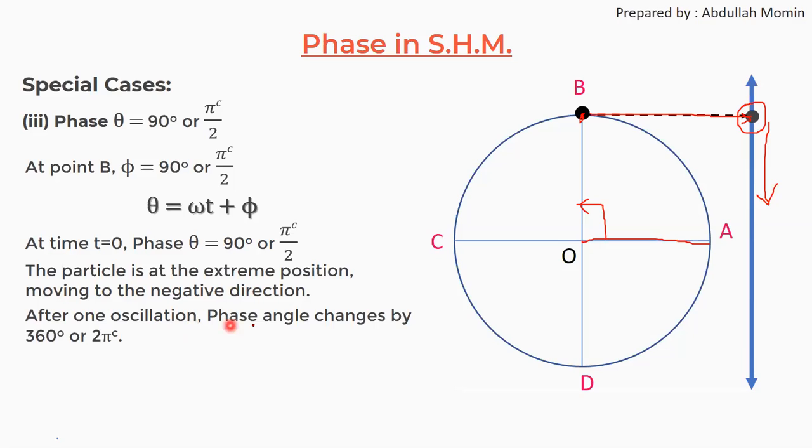So after one oscillation, the phase angle changes by 360 degree or 2 pi radian. Now the total angle is 360 plus 90, that means 2 pi plus pi by 2. And this is the phase angle. This is the initial angle made by the particle, and this angle is covered after one oscillation.